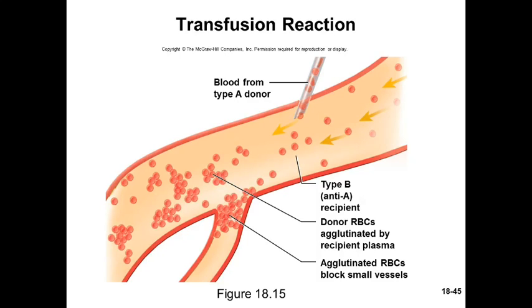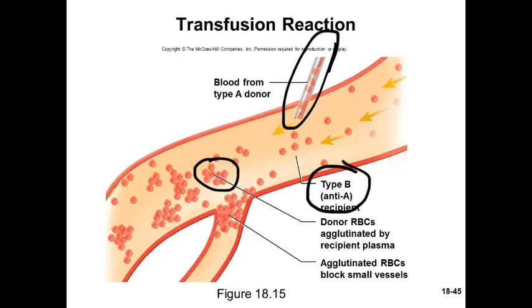So in this particular image, you can see that in the transfusion, blood from a type A donor was given here, but this person was type B blood. And so as a result, there's an agglutination, a blocking of the foreign blood with the patient's own antibodies, and this could lead to blockage of vessels.